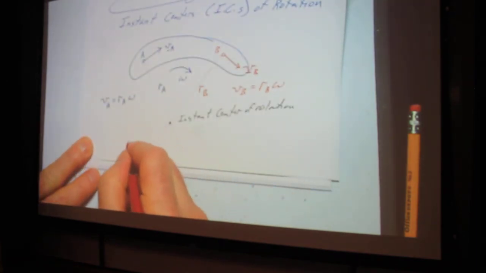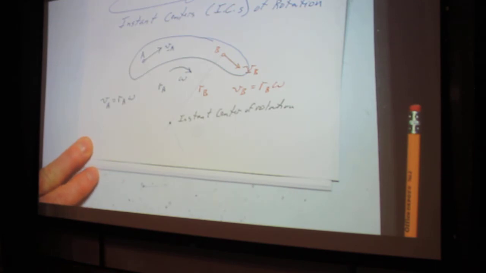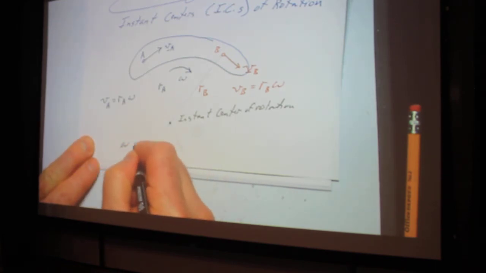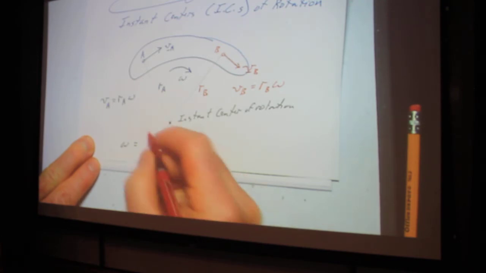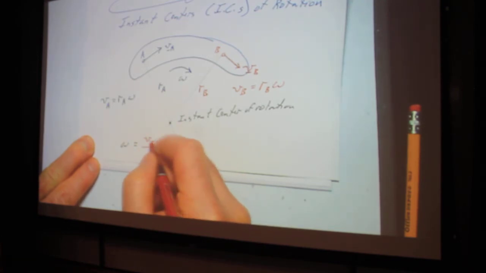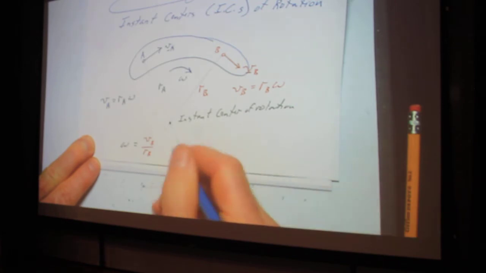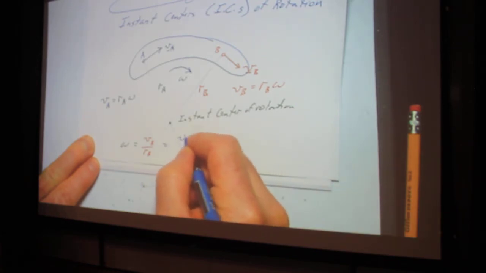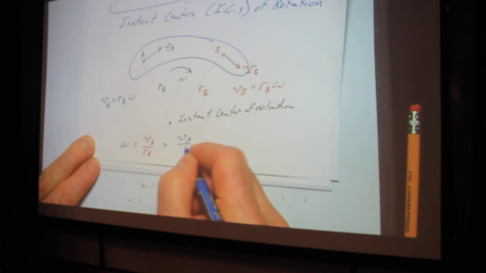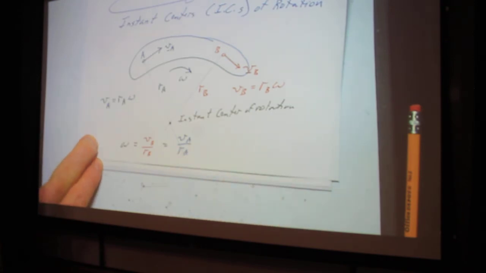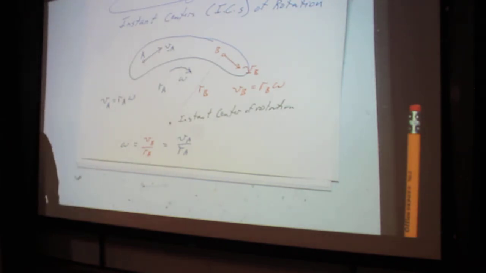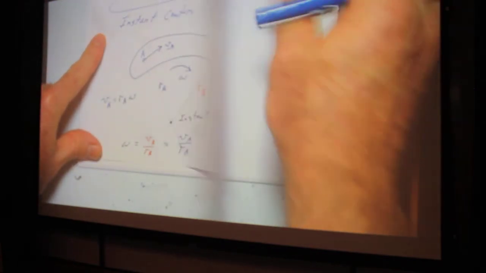So if you want to, you could say that omega equals the velocity of B divided by RB, which also has to equal the velocity of A divided by RA. So we get these relationships here that we can use to our advantage later if we wish to. All right, we will. So that is what an instant center is.